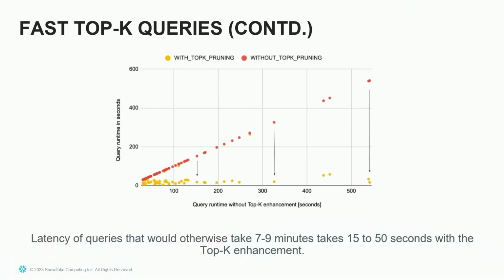And when we, again, look at it on a holistic basis for a few customers over a short range of time, this is how it looked. So the red dots here show the query runtime without the top K pruning feature, whereas the yellow dots signify the same query run with the top K feature. We saw some massive improvements for some queries. Some queries that took about 7 to 9 minutes are taking only 15 to 50 seconds with this feature.